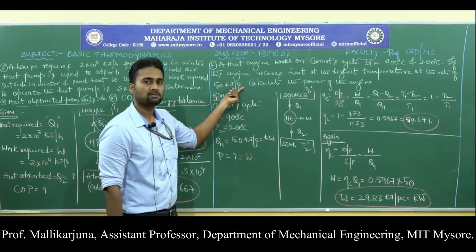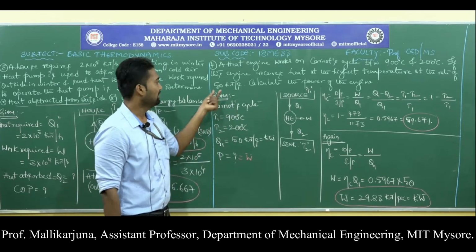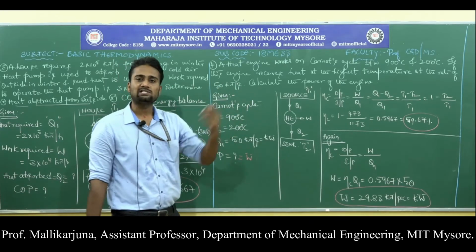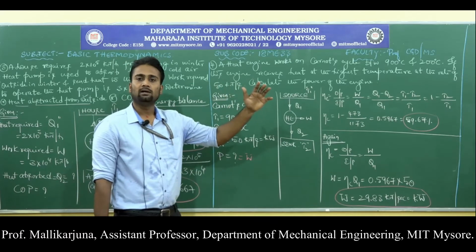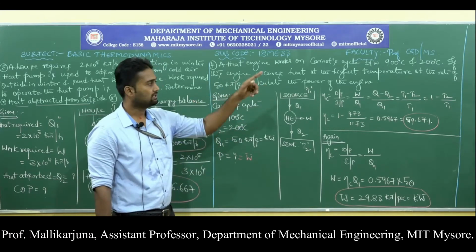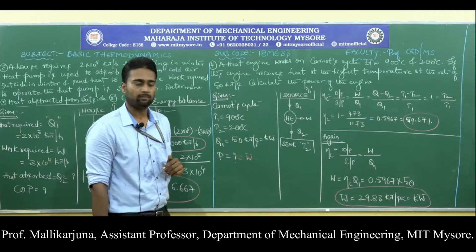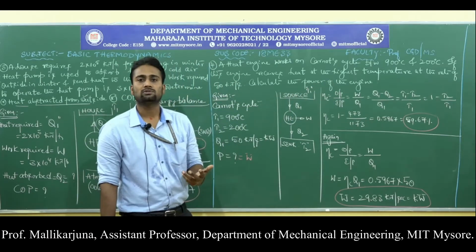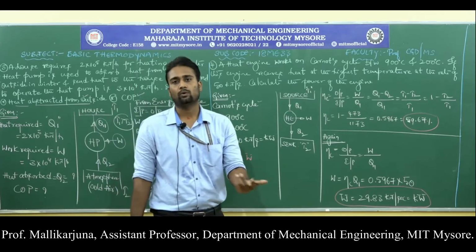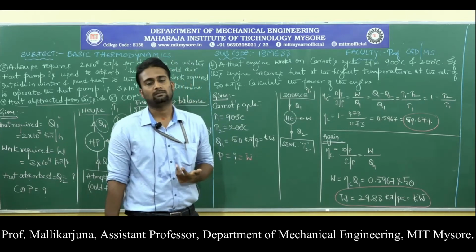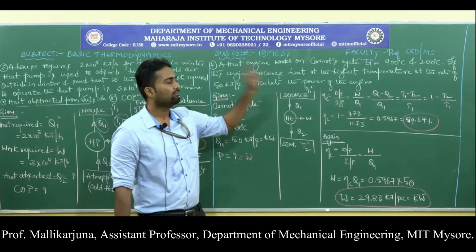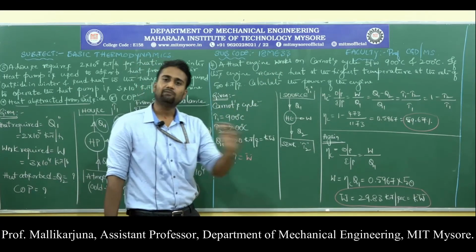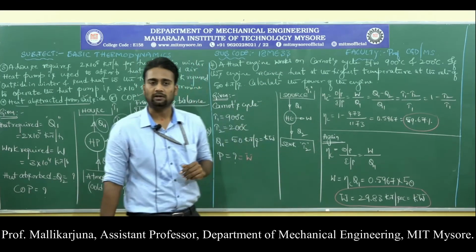Kilojoules per second can also be expressed as kilowatts. That means this is the amount of heat received by the engine from the highest temperature body, which is the 900 degree centigrade body. Calculate the power of the engine. They want us to know the amount of work produced by the engine. It is too simple, but we need to look at the cycle with which the engine is working.